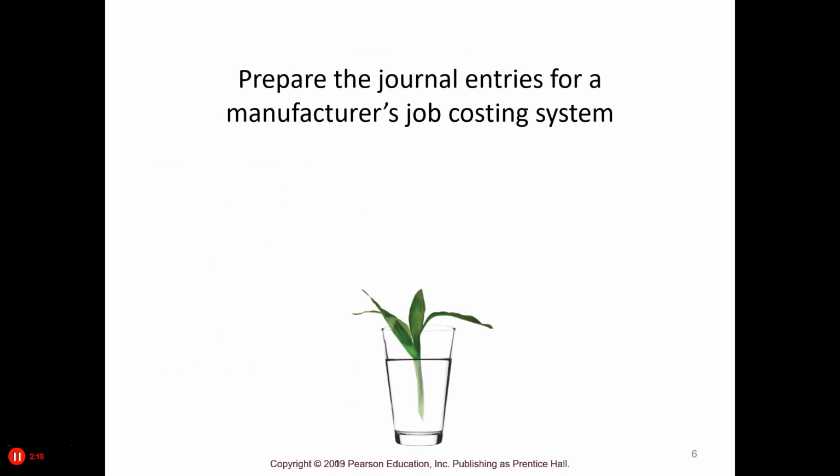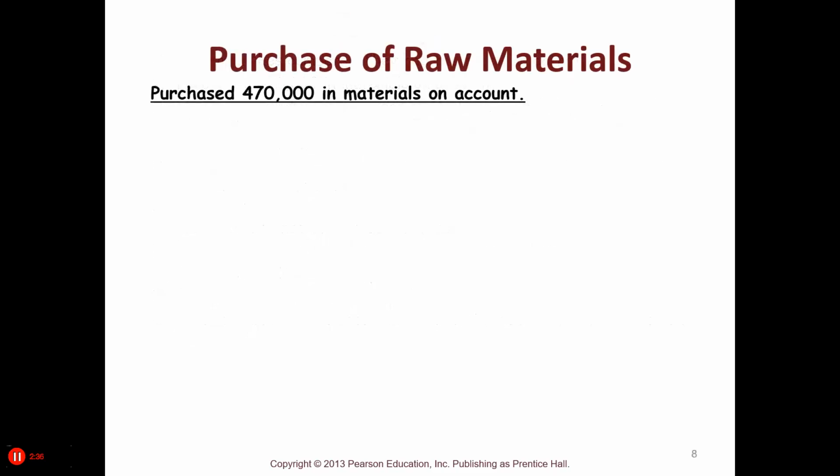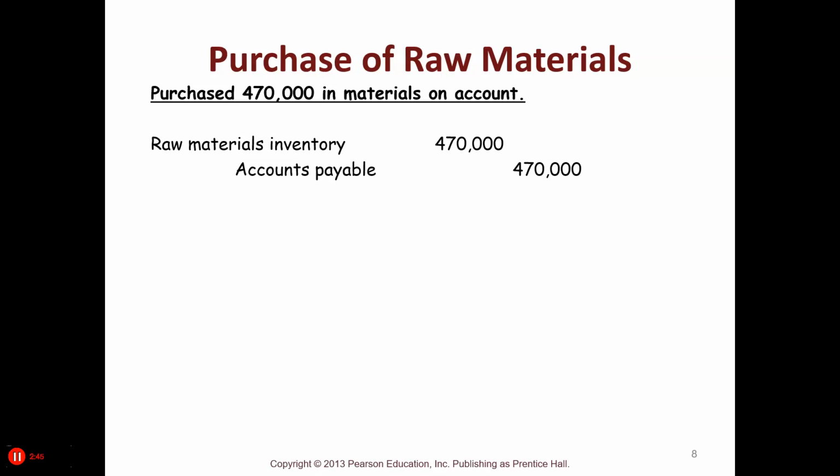Now let's do our journal entries. So here are a bunch of transactions, and we'll walk through each one of them. And I'm also doing T accounts so you can see what that looks like. I always do T accounts. It helps me visually see what's going on. So the first thing we did is purchase 470,000 in materials. We're using perpetual, and we're a manufacturing company, so that's going to go to raw materials inventory, and we assume we didn't pay for it because usually you don't have a bag of cash around, so it would be accounts payable unless they tell you they paid cash.